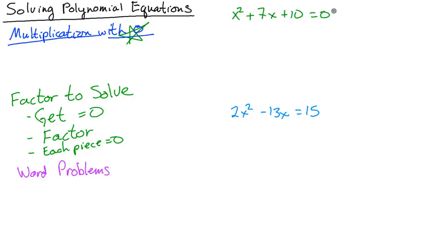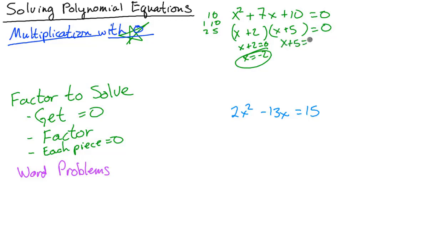x squared + 7x + 10 = 0. First step, get it equal to 0. Done. Second step, factor it. This is leading coefficient 1, so this is x... let me see. Multiply to 10, add to 7. That's either a 1 and a 10 or a 2 and a 5. And it's (x + 2)(x + 5) = 0. Now set each piece equal to 0. So x + 2 = 0 gives us x = -2. There's an answer. And then x + 5 = 0, x = -5. Shazam!